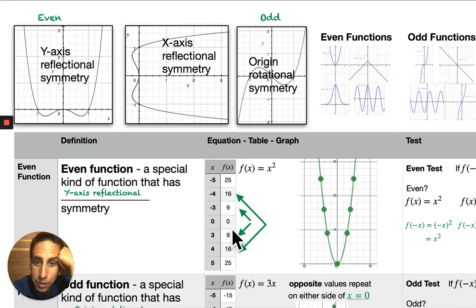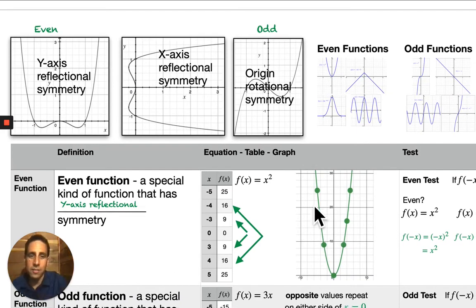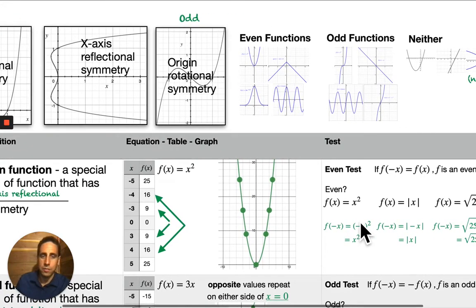Notice that you're going to have y-axis reflectional symmetry. It shows up in the table like this: 0, and then two 9s, and then two 16s, and then two 25s. That is if you were having the same pairing here of 0, then negative 3 and positive 3, negative 4 and positive 4. Graphically, it looks like this, and you can see if you were to fold it along the y-axis, then they would overlap, and they're y-axis reflectional.